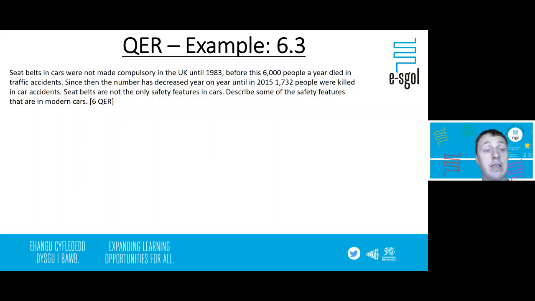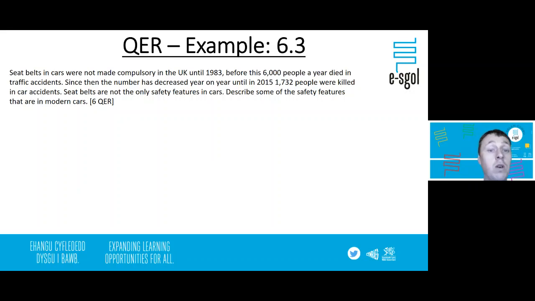And this is one example. Seatbelts in cars were not made compulsory in the UK until 1983. Before this, 6,000 people a year died in traffic accidents. Since then, the number has decreased year on year until in 2015, 1,732 people were killed in car accidents. So obviously this is information trying to set up the idea of seatbelts being a safety feature.